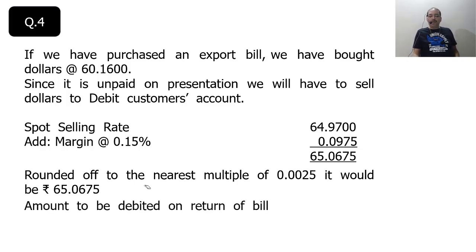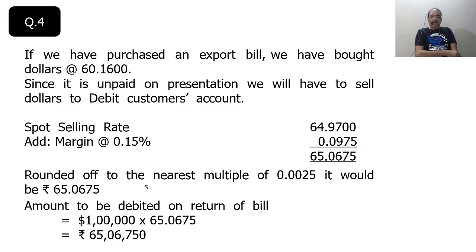Amount to be debited on return of the bill: $1 lakh into 65.0675. So that will come to 65 lakh 6,750. Now we have to solve the last part, from the customer's point of view, profit or loss. The customer has got credit. Initially, when you purchased $1 lakh, you gave him 60 lakh 16,000. So he has received 60 lakh 16,000.